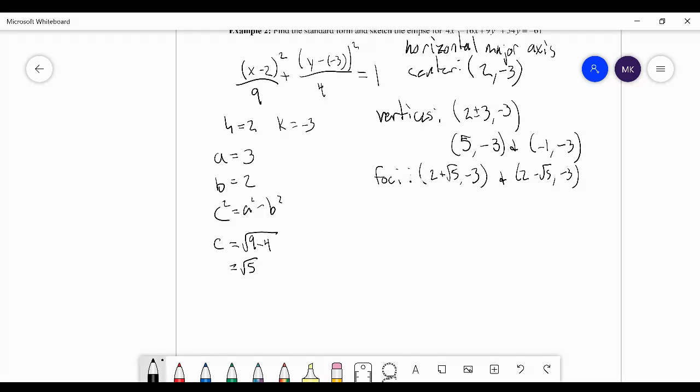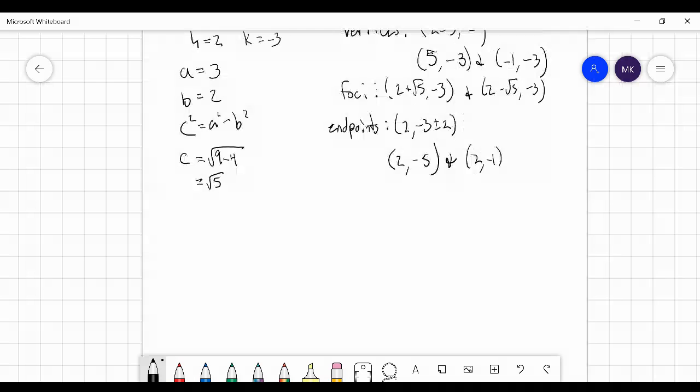I didn't like that dot. Our vertices, our foci, and the endpoints of the minor axis are going to be 2 comma negative 3 plus or minus 2. So that's 2 comma negative 5 and 2 comma negative 1. Okay, so there are our lovely points.